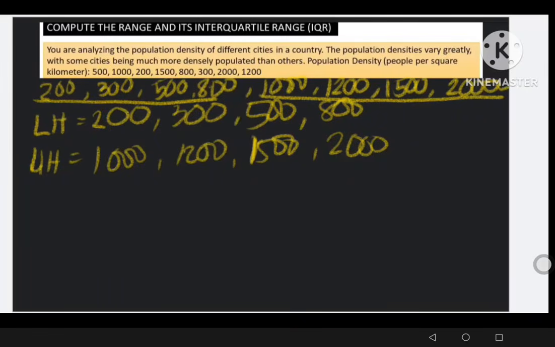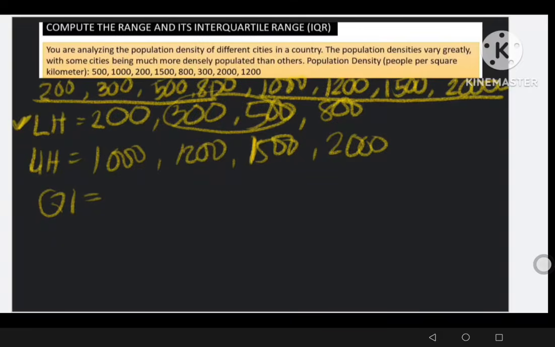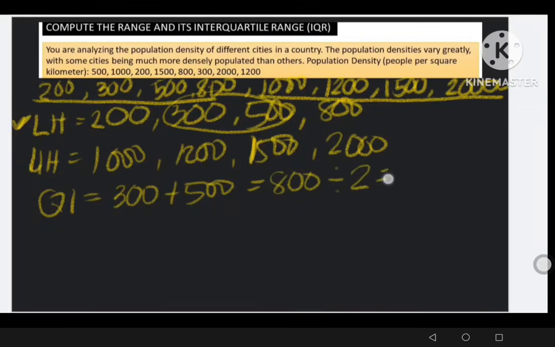is the lower half, and finding the quartile 1, this is our way. So Q1, again, here in the lower half, we're going to locate the middle, which is 2 middles here. Just add those, 300 plus 500. That's 800, and then we're going to divide that by 2. So 800 divided by 2, that's 400. That is our Q1, or the quartile 1.